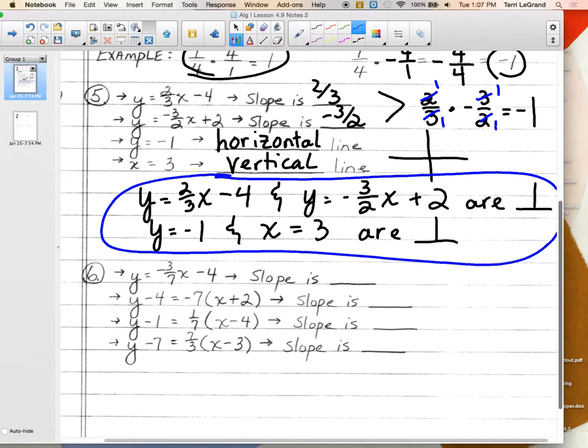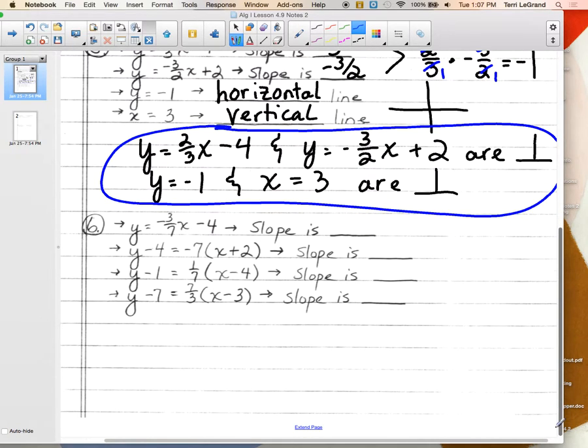Now, why am I being such a stickler about this? Because I don't want you just writing it down and not even showing yourself later on when you look at it, why did I say those are perpendicular? Okay. Anybody have questions on that one?